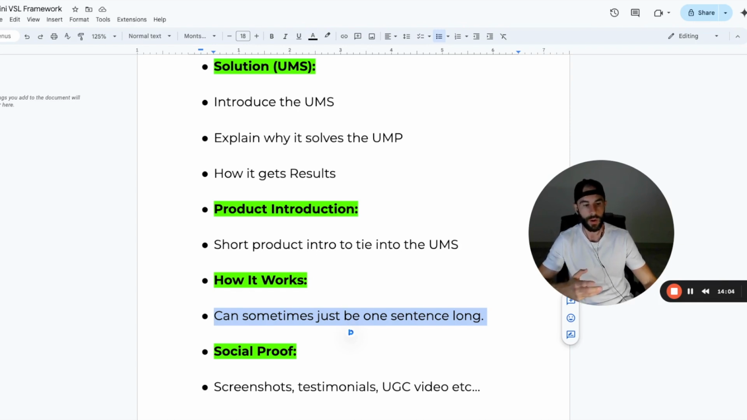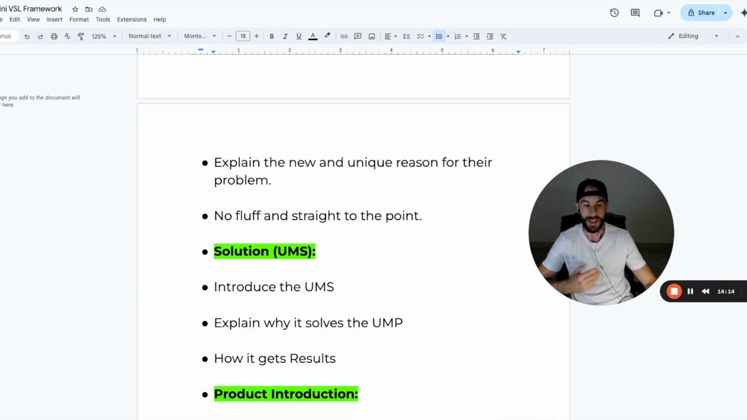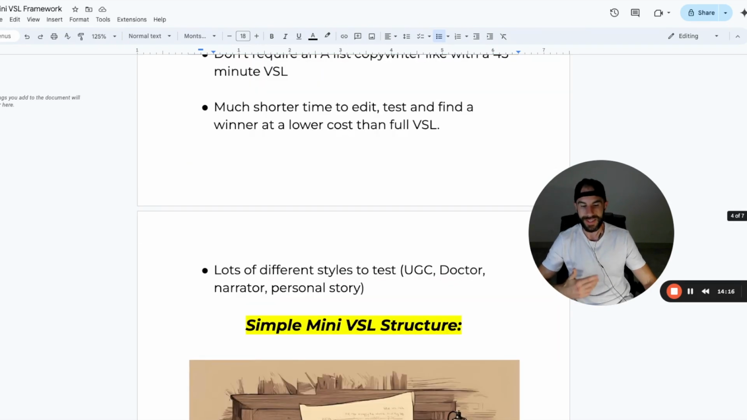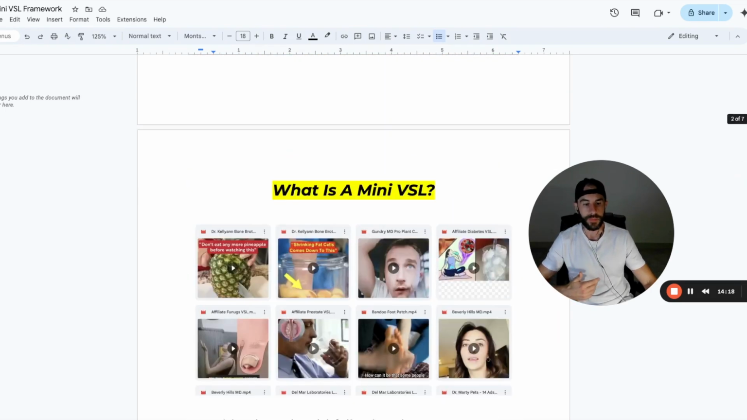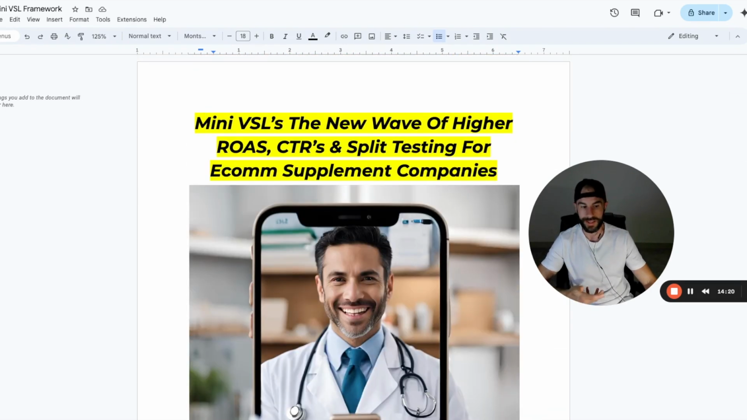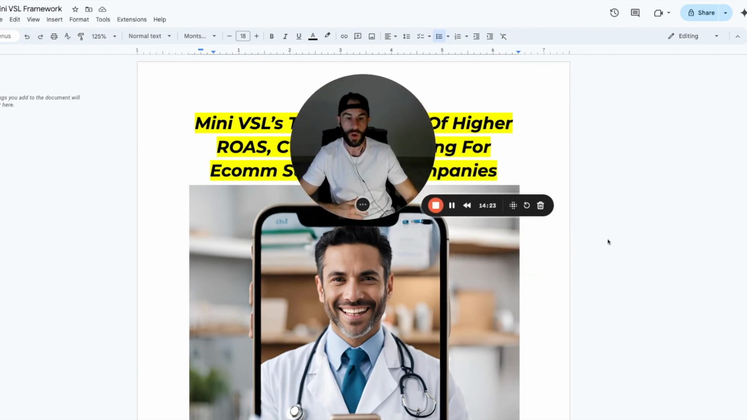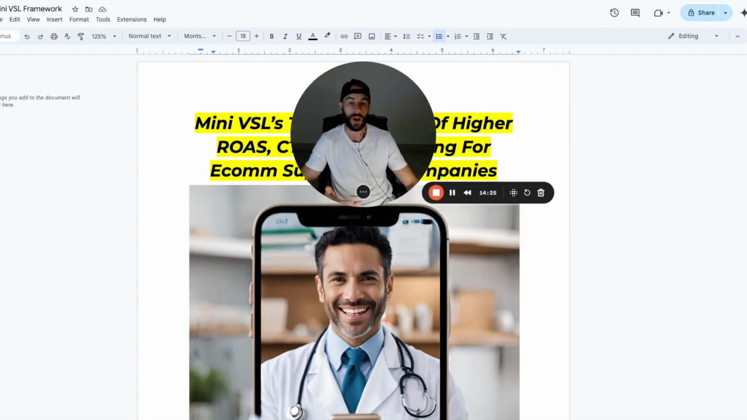Like, that can literally be it right there in the how it works section, right? And obviously for some things that are a little bit more complicated, you might need 2 to 3 sentences. Not a big deal. But again, we're keeping it short, we're keeping it punchy, we're getting right to the point, we're cutting out any and all fluff that we can in scripts like these. So this is the mini VSL. This is why it works. This is what it is. And there is a short framework that you guys can use to write them for your ecom supplement company.